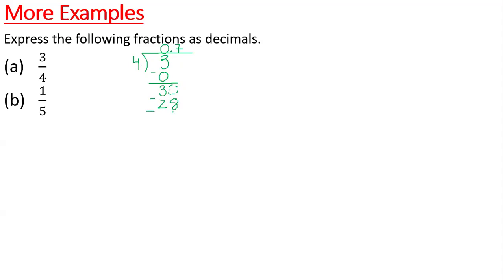30 minus 28 is gonna be what? That's gonna be 2. We have to put another imaginary 0 here. How many times does 4 go into 20? 5 times. 20 minus 20 gives you 0. So it's gonna be 0 here. So the answer is gonna be what? 0.75. 0.7 what? 5. All right.